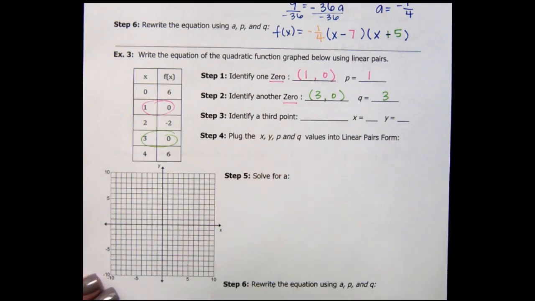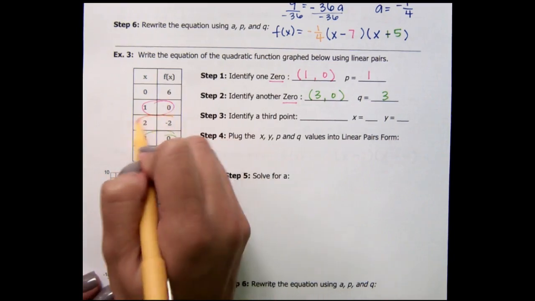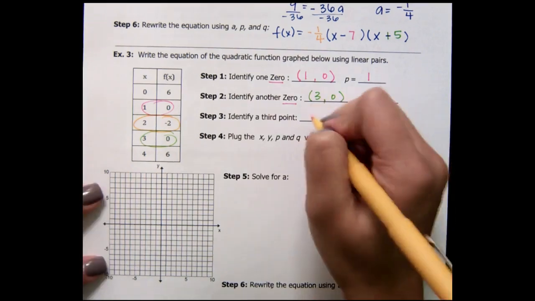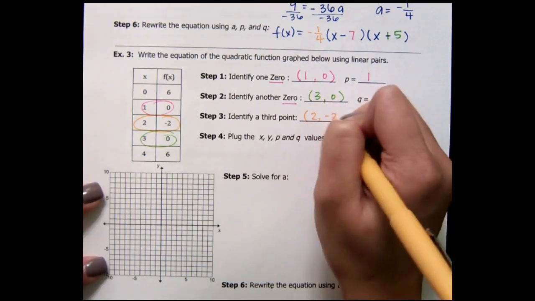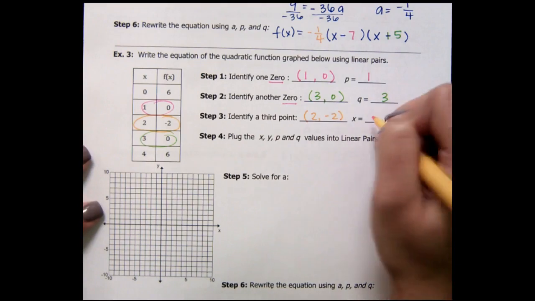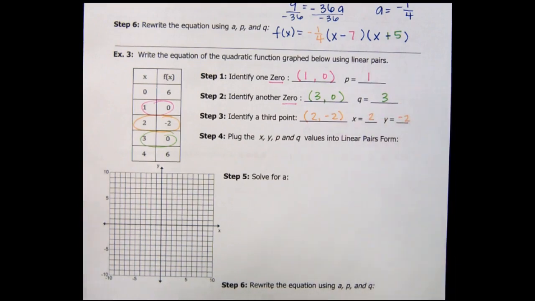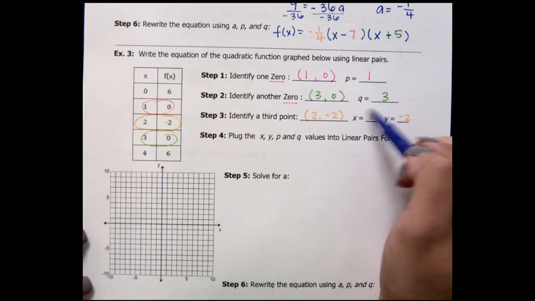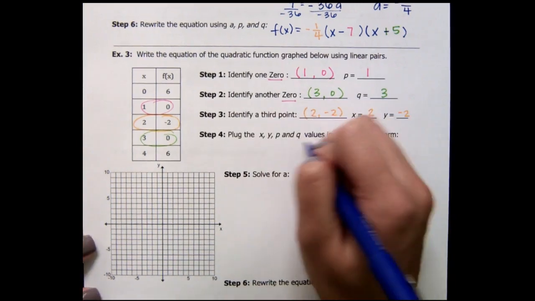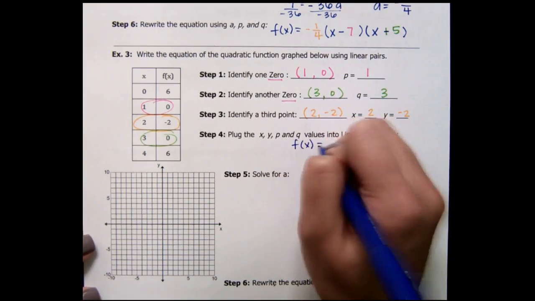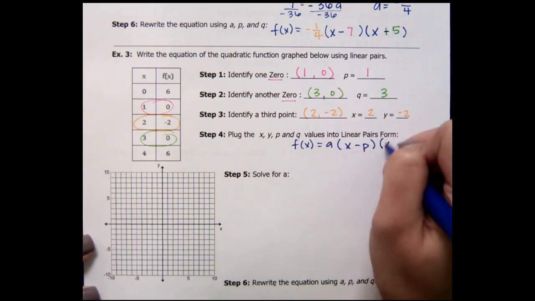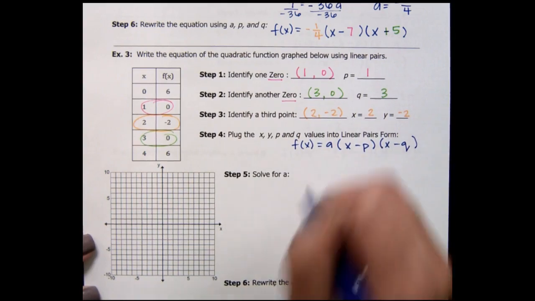Identify a third point, any point. It doesn't matter. I'm going to go with the vertex because that's what I've been using for the other two examples. So my third point, which is also my vertex, is 2, -2. So x is 2, y is -2. Once you know those key pieces of information, we're replacing these four numbers, p, q, x, and y. X gets replaced twice, the same number. So f of x equals a times x minus p, and then x minus q.